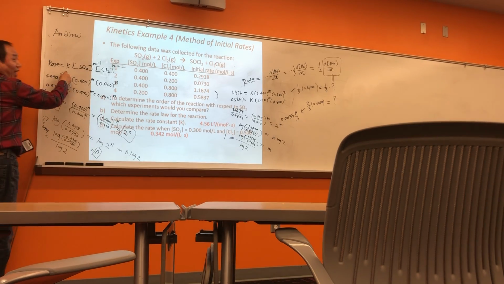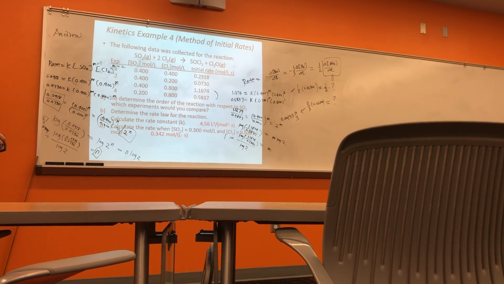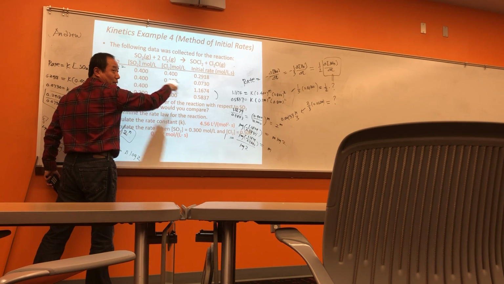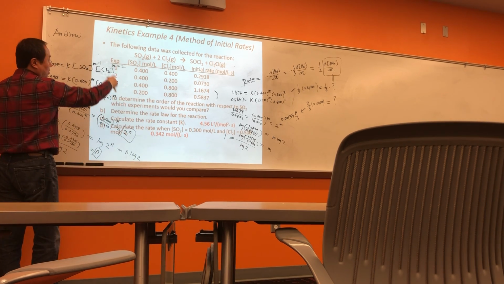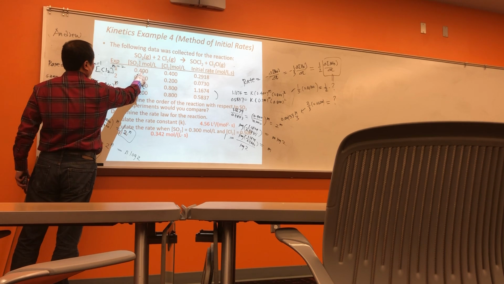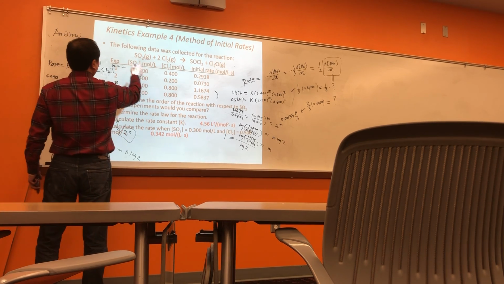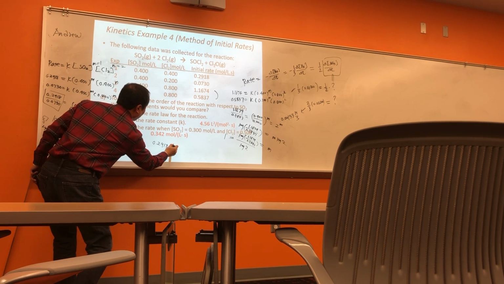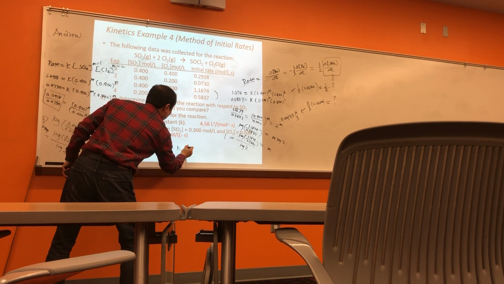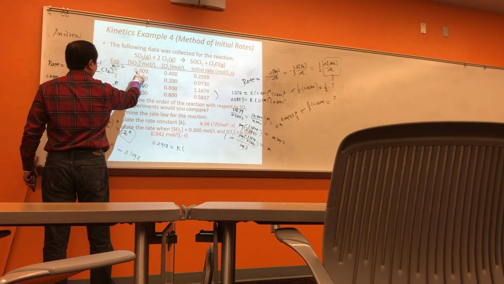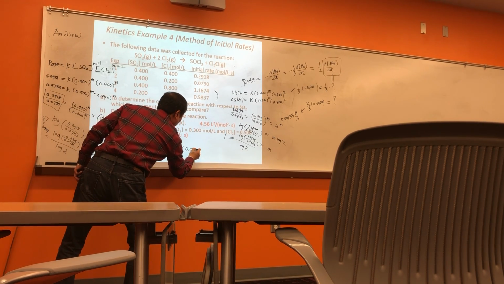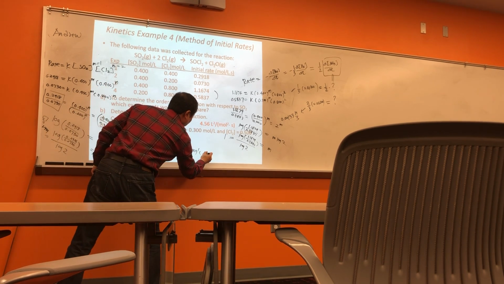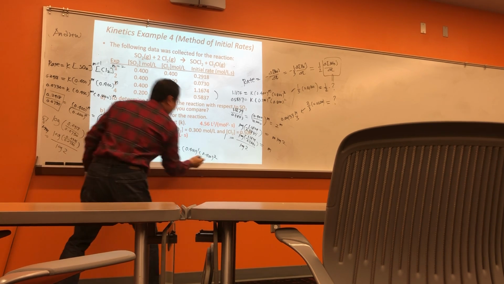Now you have to decide k. To decide k, you can use any data. It doesn't matter which one you use. So why don't I use the top one? My rate here is 0.2918 equals k, my reaction rate constant, times 0.400, I know the power is 1, and the second concentration is 0.400, and I know that will be to the second power.